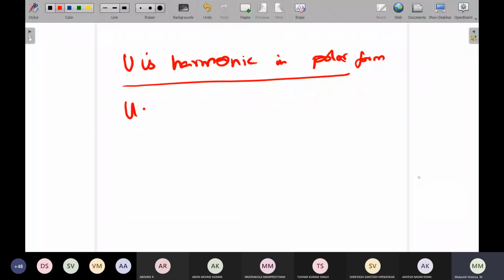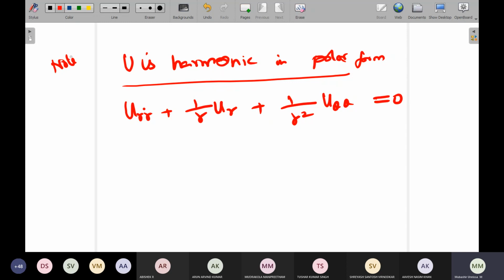So u is harmonic in the polar form. It will be equal to u_rr plus 1 by r u_r plus 1 by r square u_theta theta equals 0. If this equals 0, then we say that u is harmonic. It is not that u_rr plus u_theta theta equals 0 in polar form. In the polar form, it is u_rr plus 1 by r u_r plus 1 by r square into u_theta theta equals 0. This is your harmonicity condition to prove a harmonic function in polar coordinates.